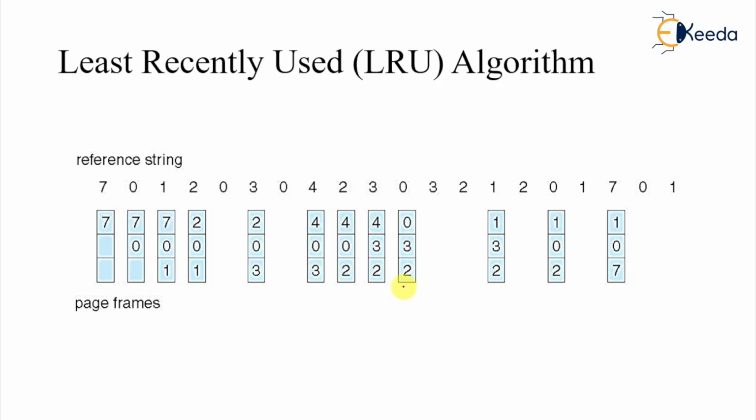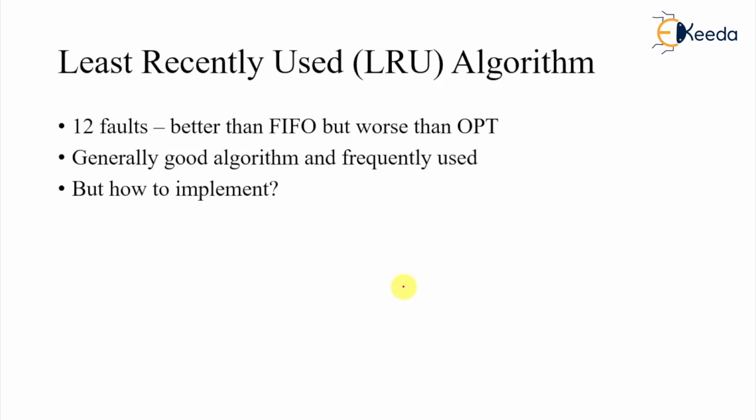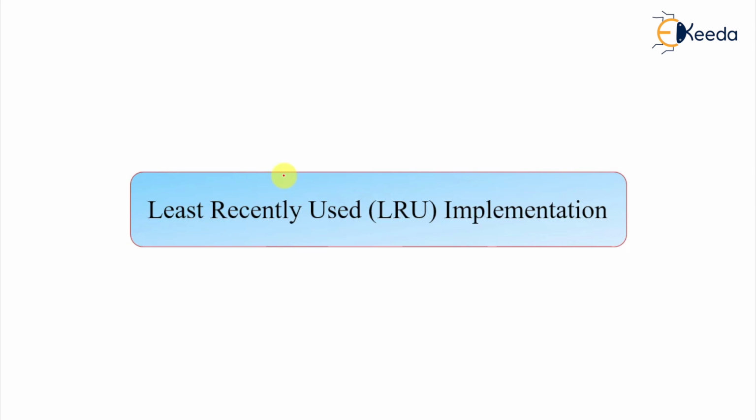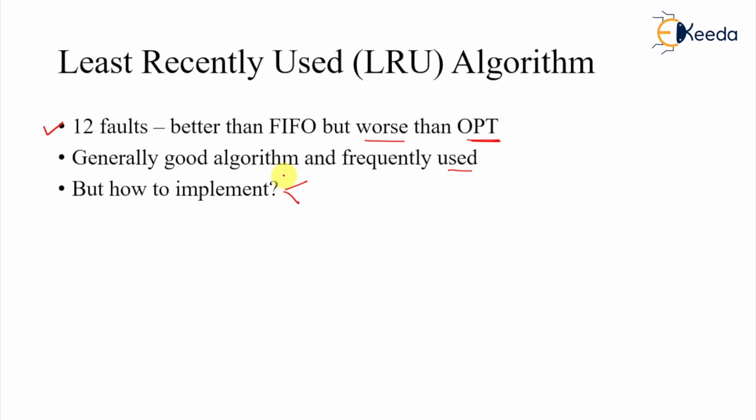So that is the least recently used algorithm, and 12 page faults are generated, which is better than FIFO but worse than the optimal algorithm. Generally it's a good algorithm and frequently used, but the question is how to implement it. In the next section we are going to talk about LRU implementation. There are two ways we can implement it: one is the counter-based algorithm, and the second is the stack-based algorithm.